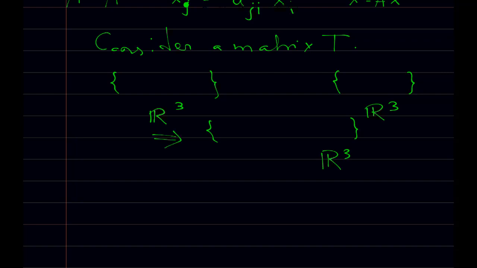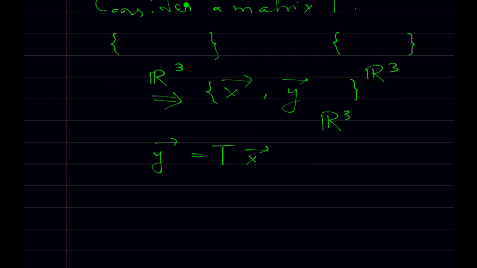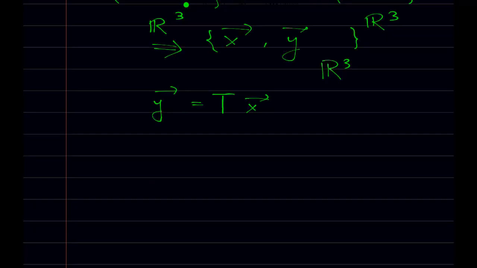I can say that there exists a matrix T which acts on a vector X which belongs to R3. This matrix takes you to another vector Y in R3. So there is a matrix T in R3 that takes you from one vector X in R3 to another vector Y in R3. Now this matrix T, we have to find in which basis it is defined. That's very interesting.